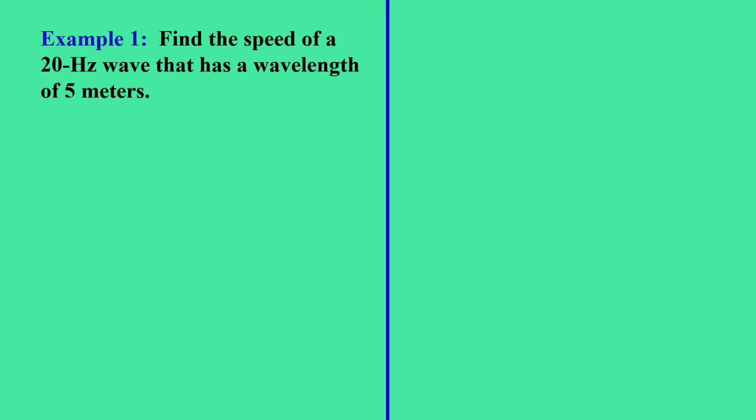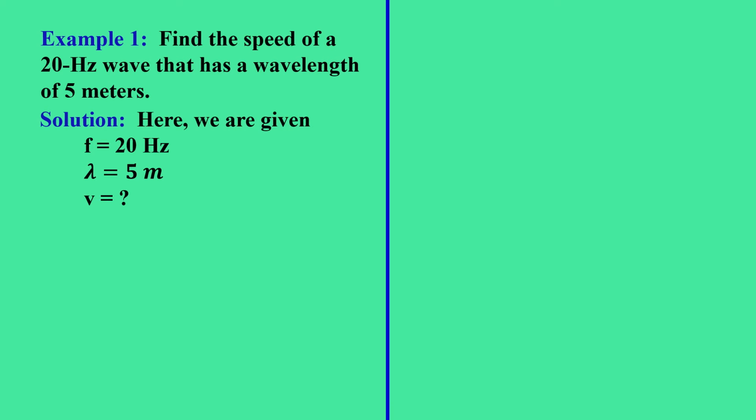Example number 1. Find the speed of a 20 Hz wave that has a wavelength of 5 meters. Solution. Here we are given the frequency, which is 20 Hz. The length of the wave or wavelength is 5 meters, and we are required to find the wave speed. Using the formula V equals F times lambda and substituting the values, we have V equals 100 meters per second.